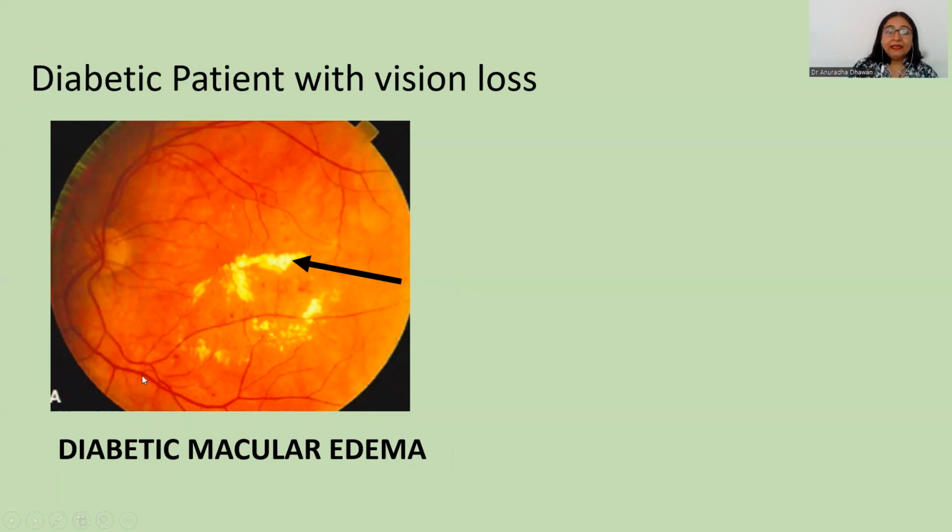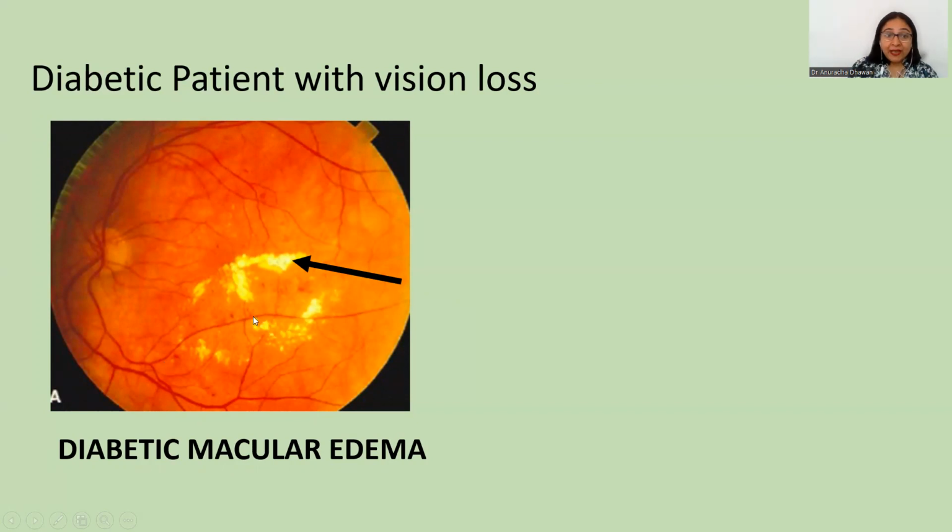You do not see any new vessels on the surface of the retina anywhere, not on the optic disc, not anywhere. So it is not a proliferative stage. What we are seeing here, most of the changes are in this central part of the retina. And what do we call the central part of the retina?